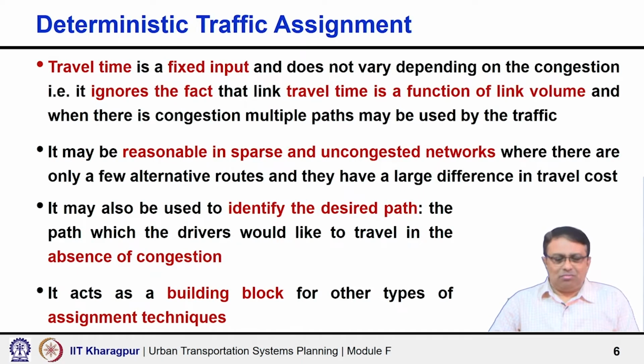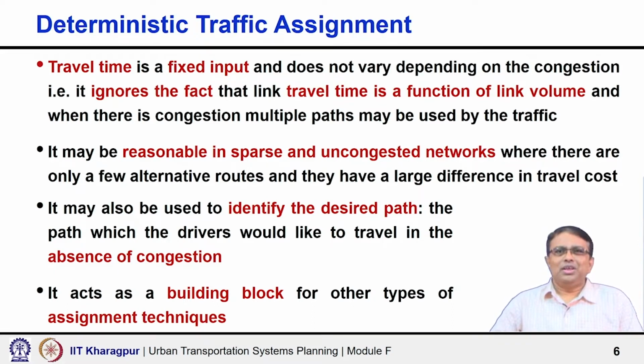So, as I said, the travel time is a fixed input, and in this case does not vary depending on the congestion, because we are not rechecking. We are simply calculating the shortest path and then assigning the whole flow along the shortest path. That means it ignores the fact that the link travel time is a function of link volume, and when there is congestion, multiple paths may actually be used by the traffic rather than a single path.